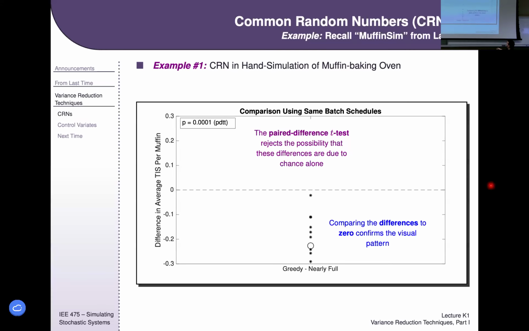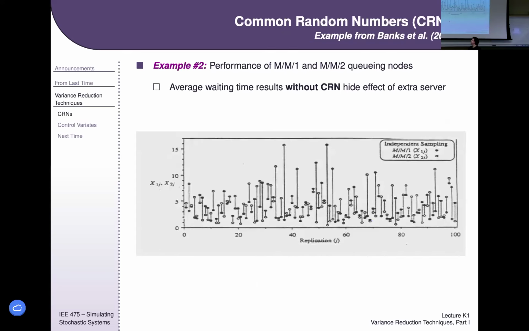And so you put the differences, and you can basically build a confidence interval on differences. 0 is going to be outside of that confidence interval. So we can conclude that one system is definitely better than another system.